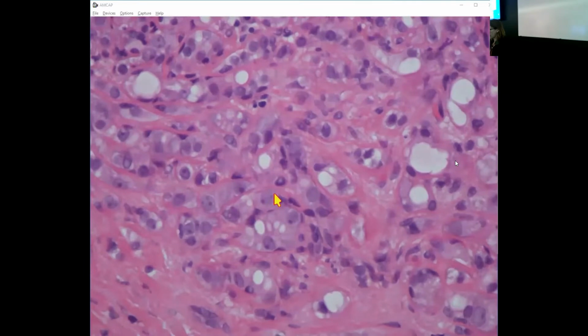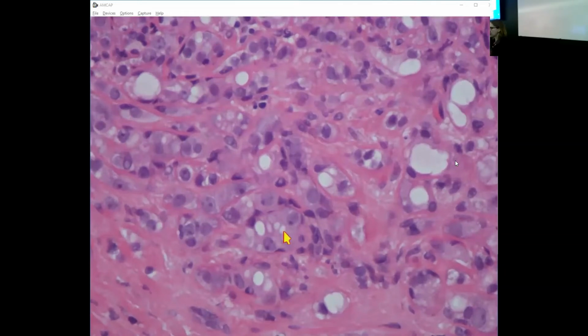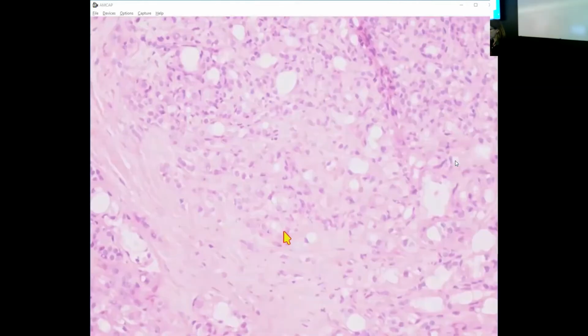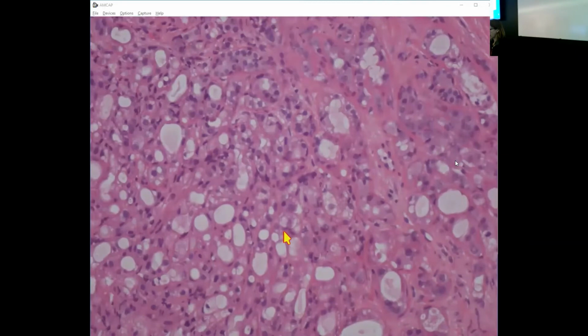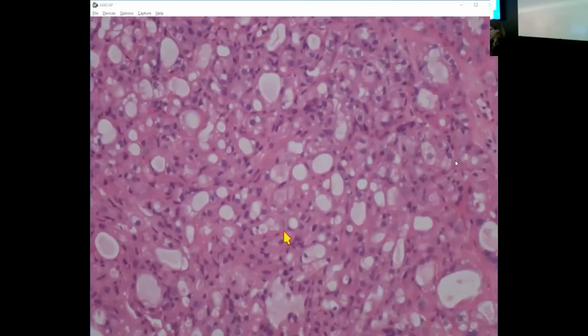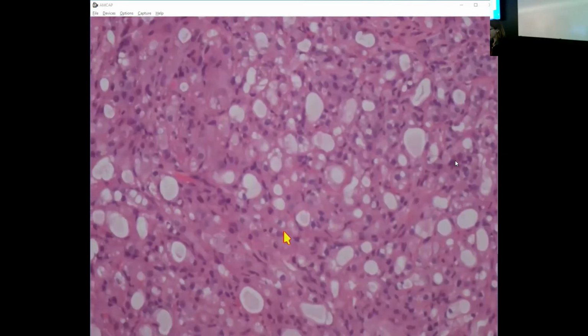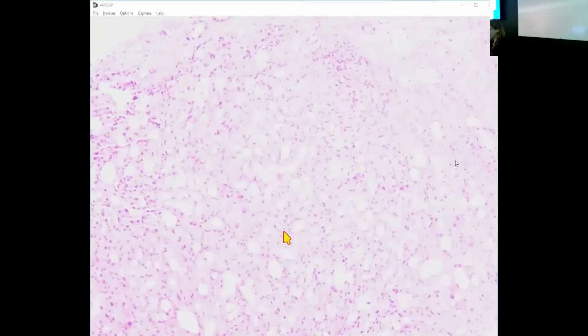You can see some myoepithelial cells quite nicely here, but they're not obvious. So I think it was reasonable to do immunostains to confirm that it was an adenosis, given the underlying architecture. And then you have to decide on atypical apocrine adenosis or not.